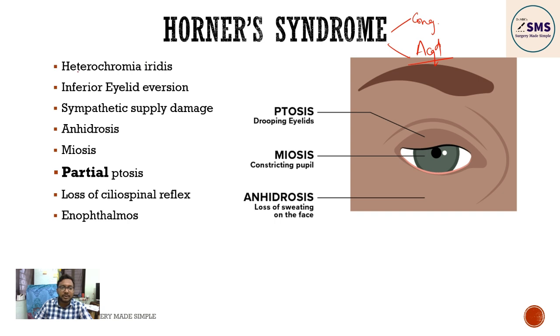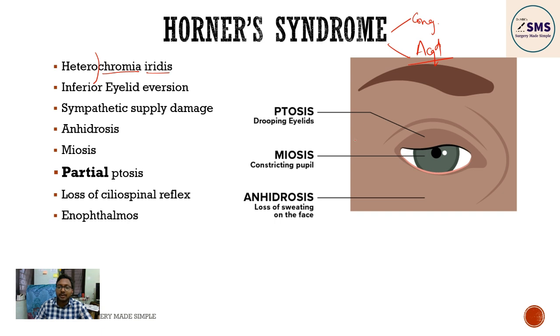So, the first one is heterochromia iridis. Just analyze the name. Hetero means different, chromia means color. So, iridis, it means that both irides will be in different colors, and it is usually seen in congenital Horner syndrome. Now, the second point is inferior eyelid eversion.